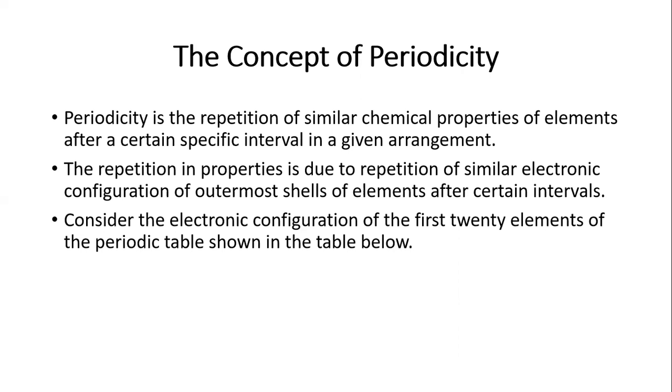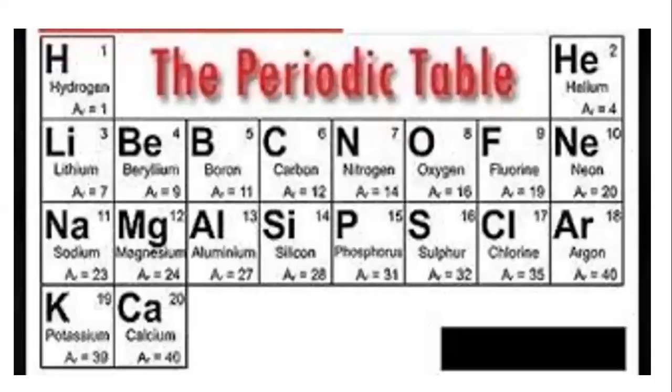after certain intervals. Now, after certain intervals, there's some kind of repetition of the properties of the elements, specifically the electronic configuration of the outermost shells of all these elements. You see that there is some kind of repetition. Now, this kind of repetition is where we get the meaning of this periodicity. Now consider the electronic configuration of the first 20 elements of the periodic table shown in the table below. This is our periodic table of the first 20 elements.